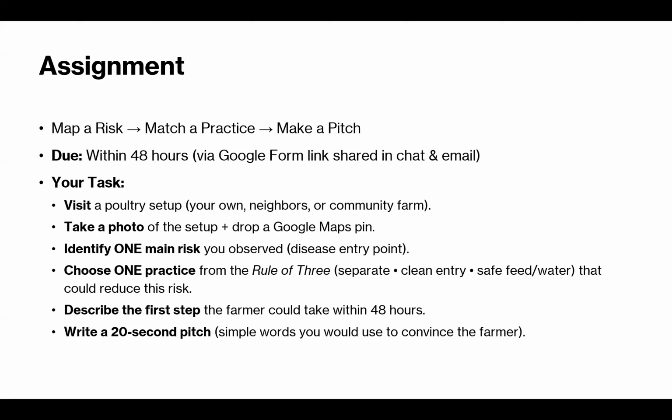So the assignment is: visit a poultry setup in your own neighborhood or community. Take a photo of the setup. Identify one main risk you've observed. Is it a disease entry point issue, as an example? Choose one practice from the rule of 3: separate, clean, and safe. Categorize them into this. Is it a separation issue? Is it a clean entry issue? Or is it safe feed and water? Remember, I initially said you may be suggesting issues around feed and water that may not be a priority, but in the context that you're operating, I'm going to presume that for the farm you've met, all these things apply.